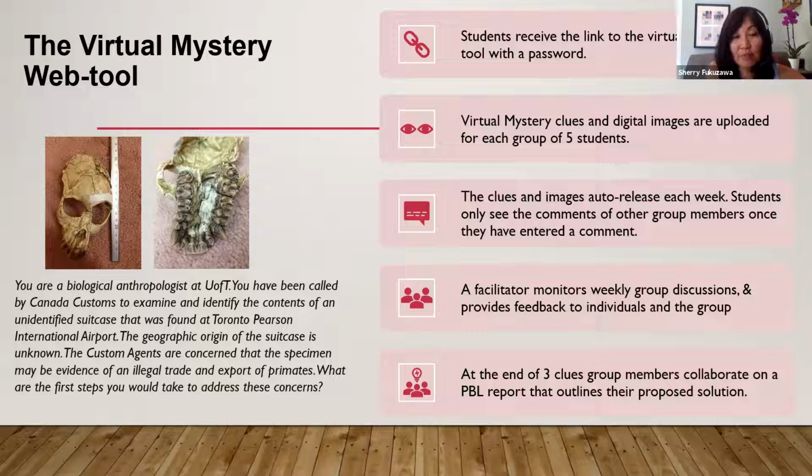So this is a good example of an initial clue of a virtual mystery. A biological anthropologist at U of T is called into Canadian Customs for the contents of a suitcase that was found at the airport that contained probable remains of a primate. They have to determine whether or not this specimen falls under the illegal trade and export of primates. So for the first clue, for instance, they're going to try to determine if it's a primate or not using the course resources and other links that we've discussed in lecture and that are supplied by the course.